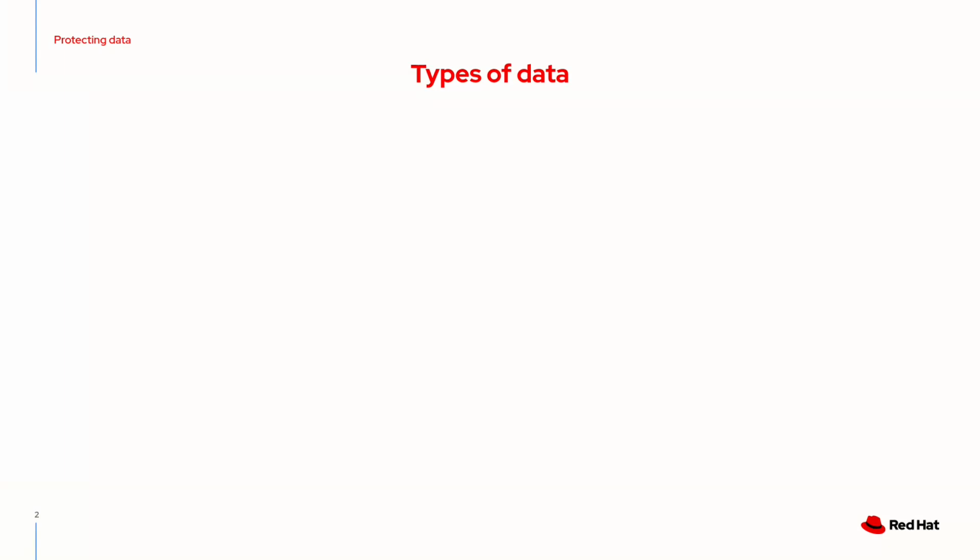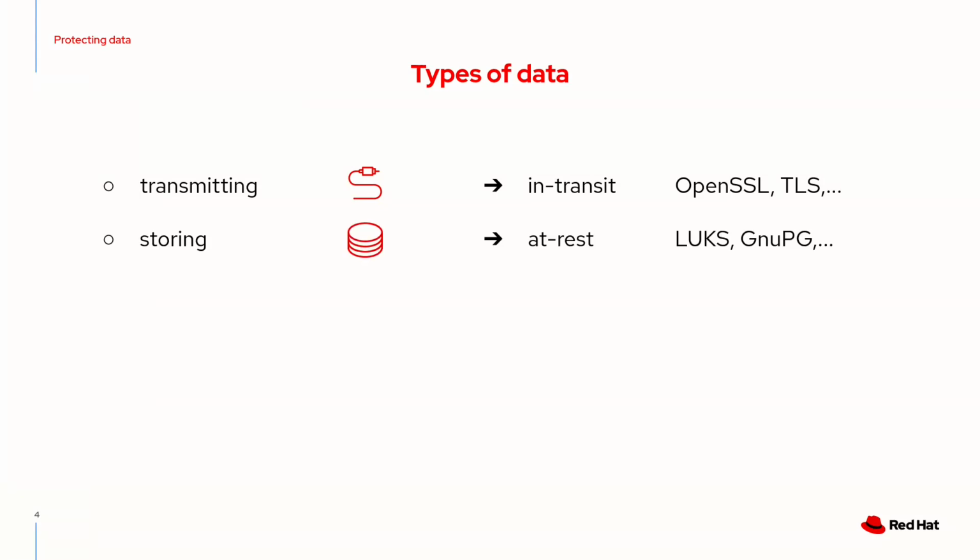There are three different categories of data that we want to protect. There is data in transit, which is over the network connection, and today we have a lot of libraries like OpenSSL, TLS, and so on that make sure that data in transit over a network connection is encrypted. So if somebody tries to read it, he won't be able to get any information.